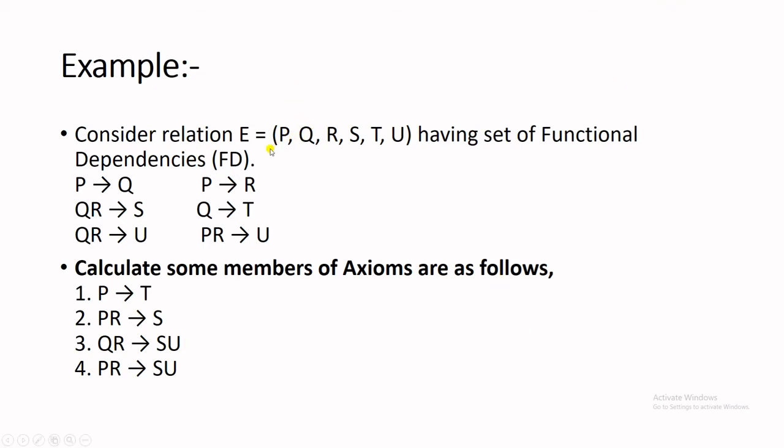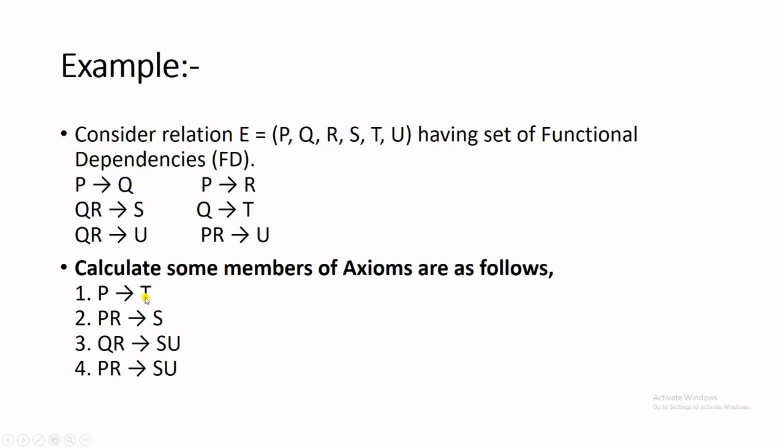Let us understand and derive some sets of functional dependencies using Armstrong's axioms. So we have a relation E with a set of attributes P, Q, R, S, T, U, and a basic set of functional dependencies: P → Q, P → R, QR → S, Q → T, QR → U and PR → U. Now we want to derive four functional dependencies from these six by using the rules of Armstrong's axioms.